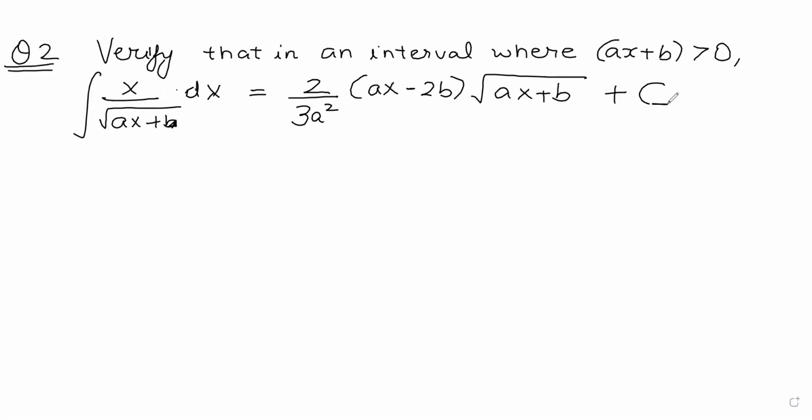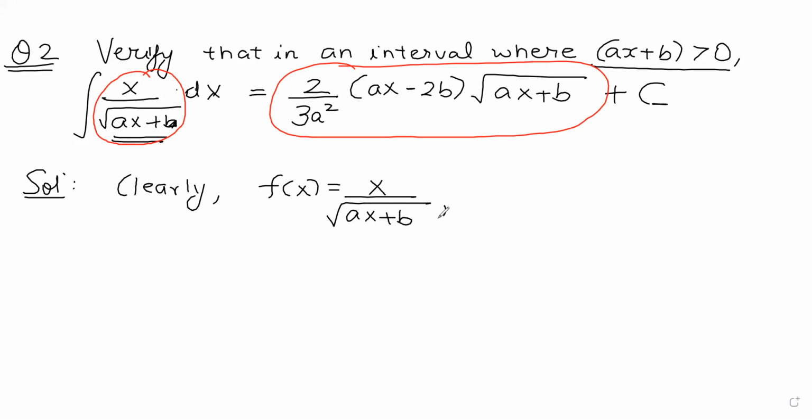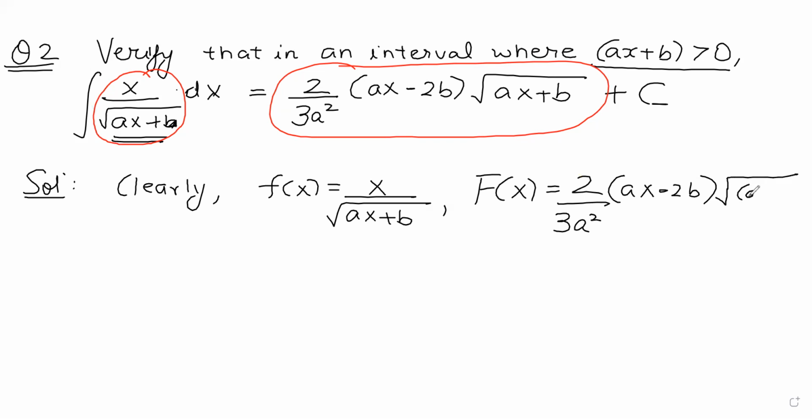We need to show that in an interval where AX plus B is strictly positive, because you can see AX plus B is in the denominator, it has to be strictly positive. We need to show that LHS is equal to RHS. Now I ask all students, what is this function and what is this function? So let's solve this. Clearly, small f of x is x upon the square root of AX plus B, and we are given that capital F of X is 2 upon 3A square times (AX minus 2B) times the square root of AX plus B.